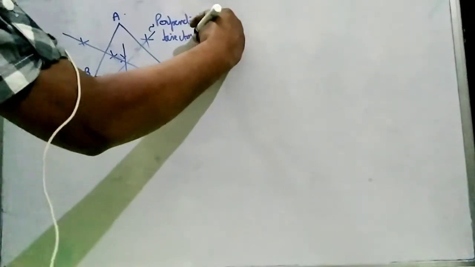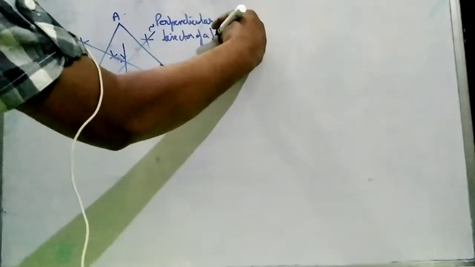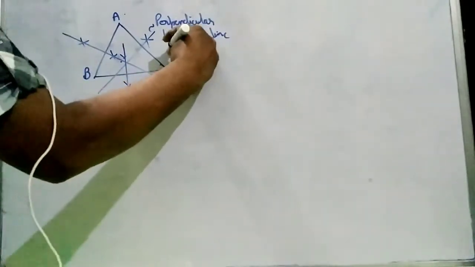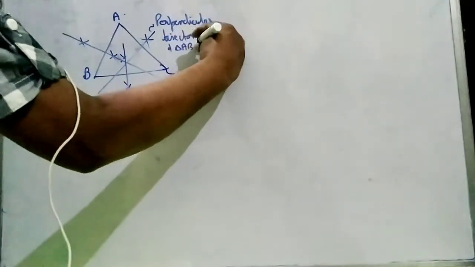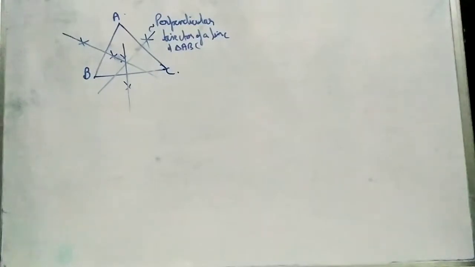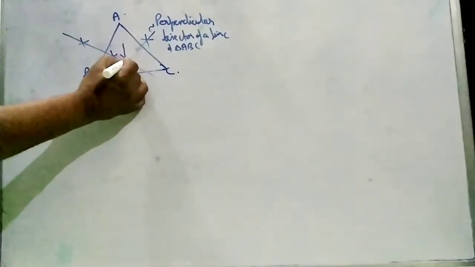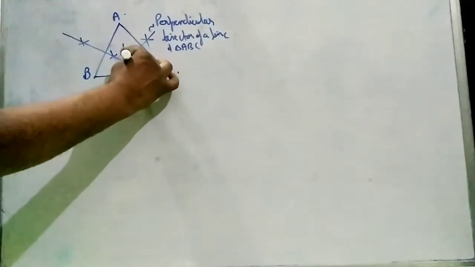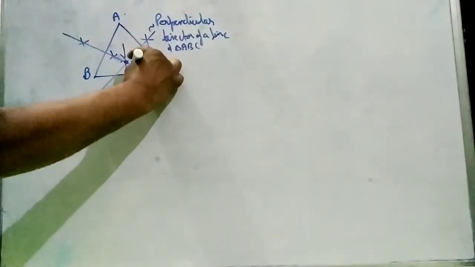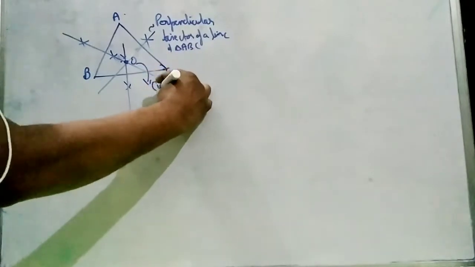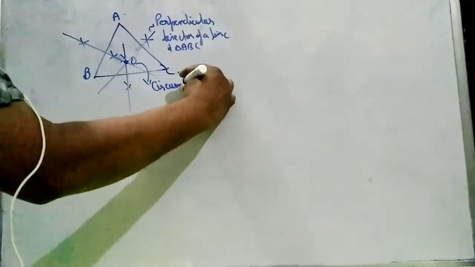Perpendicular bisector of a line of triangle ABC. So all the three sides have three perpendicular bisectors. They meet at one point. This point is denoted by O and it is called the circumcenter.